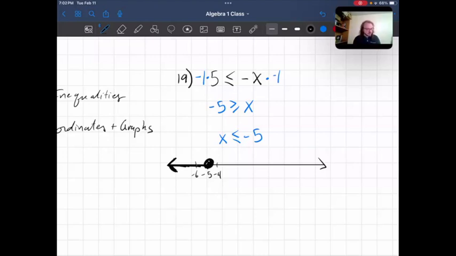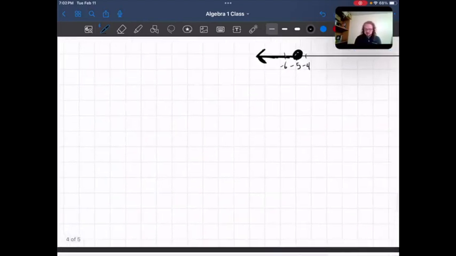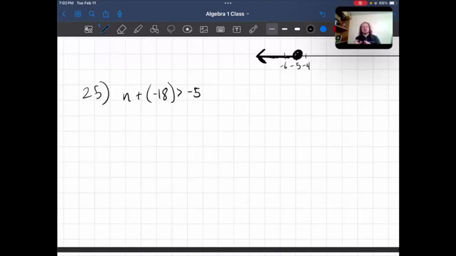All right, in the next section, number 25, that's one I want to go over real quick. This had n plus negative 18 greater than negative 5. Right, so we just got to make sure we do everything the right way. Right here, we're adding the negative. We're adding a negative number. That's the same as subtracting.